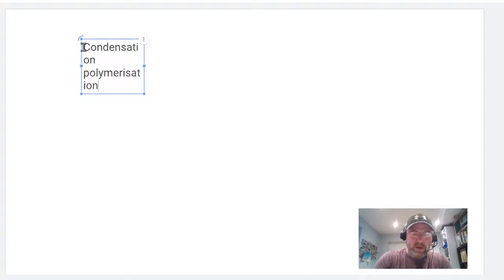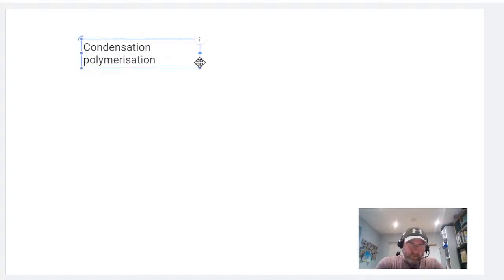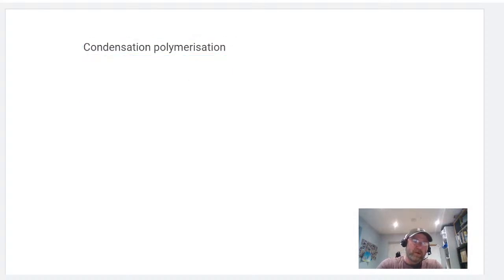All right, let's have a look at condensation polymerization. This might not be for all of you because you've got to be doing triple for this. So let me just do condensation. With condensation polymerization, what does condensation make you think of? So you got to think, what does condensation actually make you think of? Water. Yeah, water. Absolutely. Spot on.